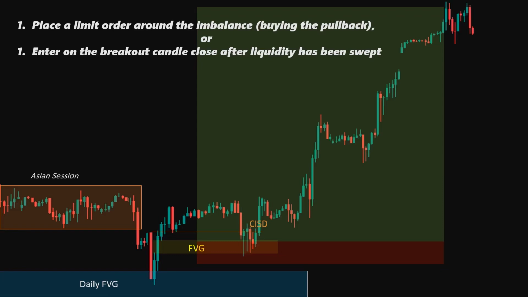Back to this trade, as price continues to expand, we start to see fair value gaps forming. At this stage, some traders might choose to move their stop to break even, but for this walkthrough, I'll just let the trade play out. The result? A clean 6 reward trade, all built on the exact concepts I've been showing you.